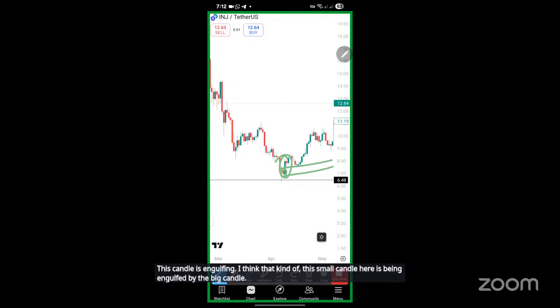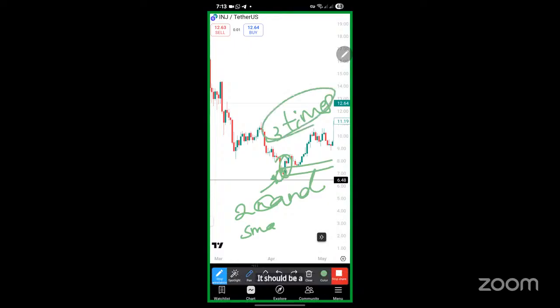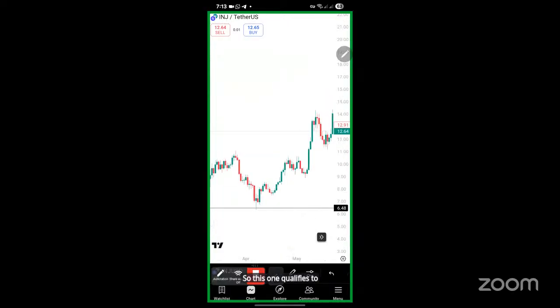I'm looking for a pattern that has 2 candles. The first candle is a small candle, and the next candle should be at least 3 times the small one. It should be a bigger candle, and when you look at its size, it should be the small one multiplied by 3, the way you can see this. So this one qualifies to be my demand zone.